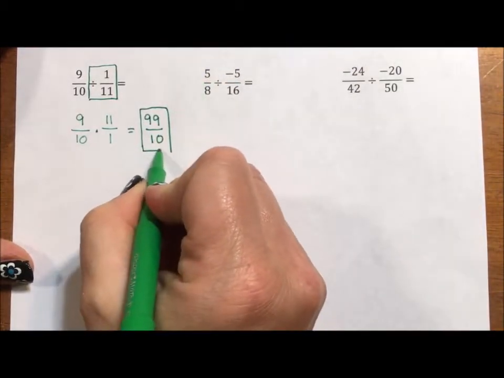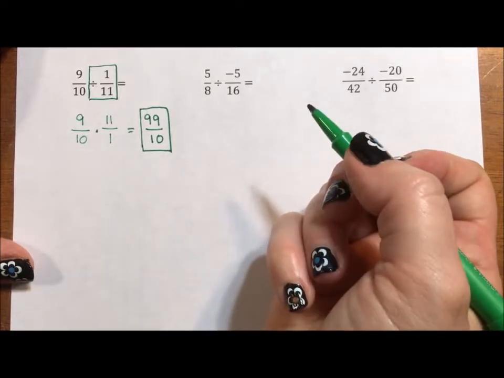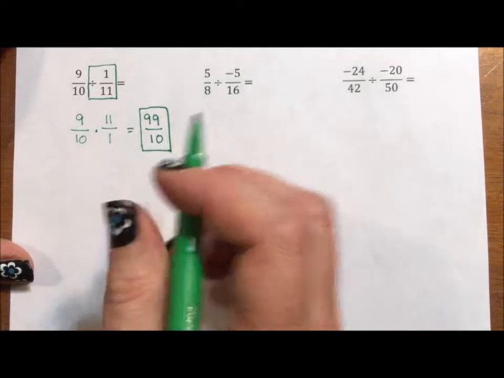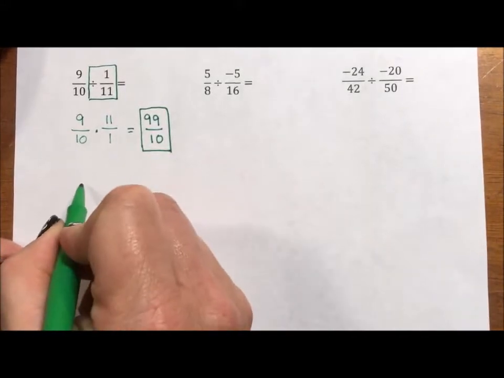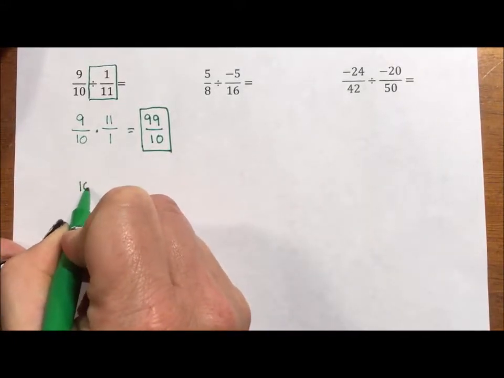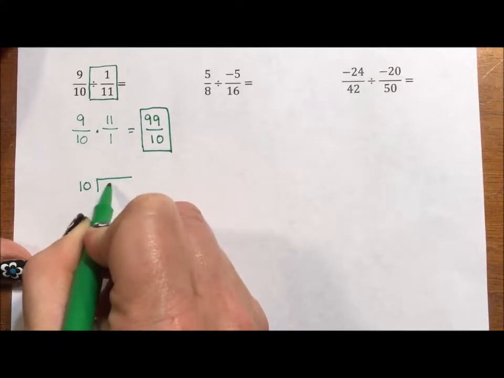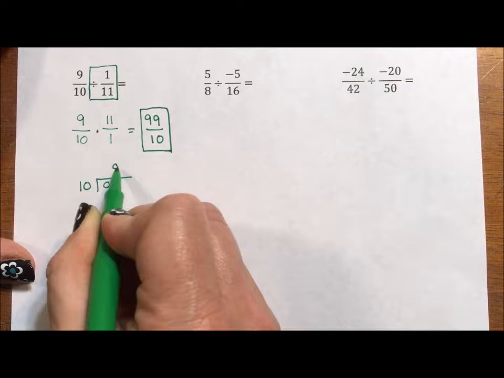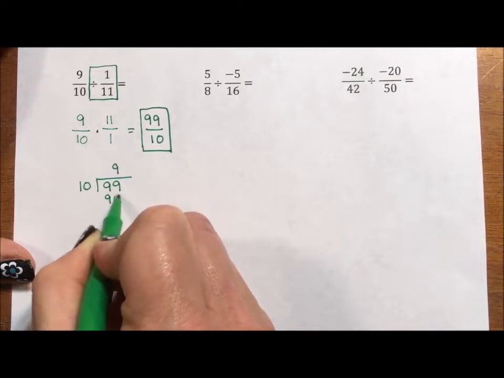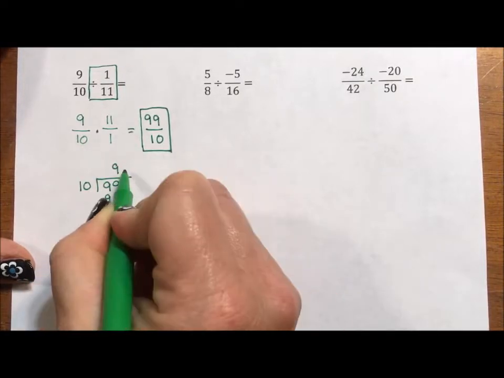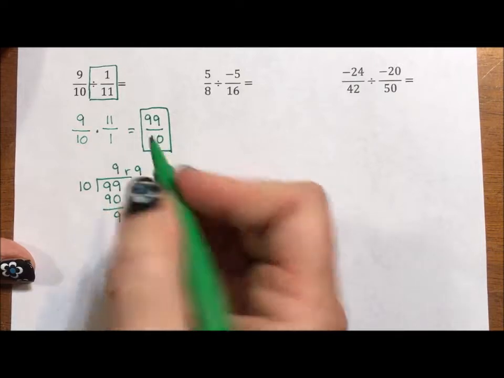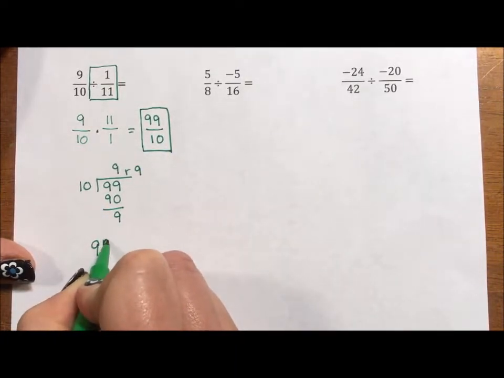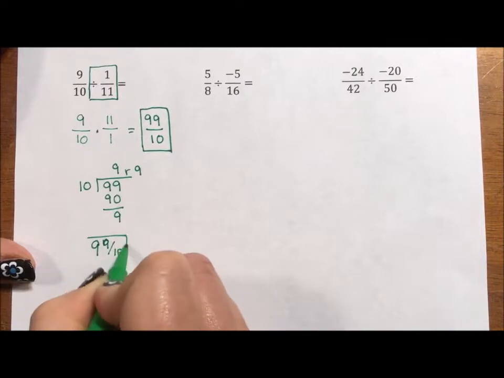The fraction is reduced, it's improper, it's very easy to use if this was not the last step of the problem. Some teachers want you to write this as a mixed number. If you want it as a mixed number, you take the 10 and divide it into the 99. 10 goes into 99 9 times. 9 times 10 is 90, with a remainder of 9. So this as a mixed number becomes 9 and 9/10.